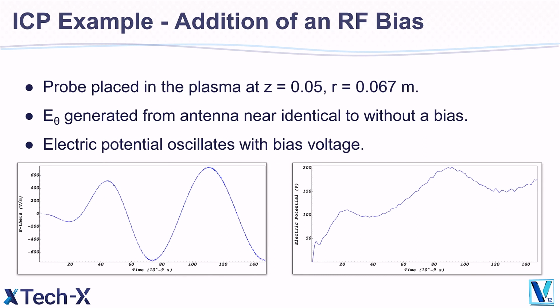Looking at the time history for the probe for the simulation with an RF bias, we see that on the left, the E theta that's generated throughout the simulation is near identical to the azimuthal electric field without a bias because the plasma is near identical. This is what you would expect. So the bias does not have much of an influence on E theta. And the electric potential clearly oscillates with the bias, showing increases up to almost 200 volts compared to 170 without a bias.